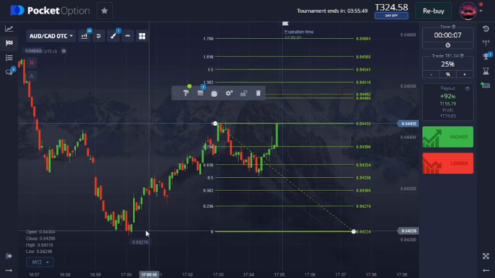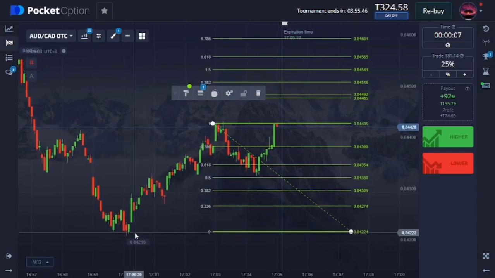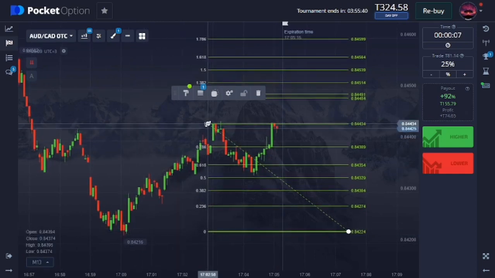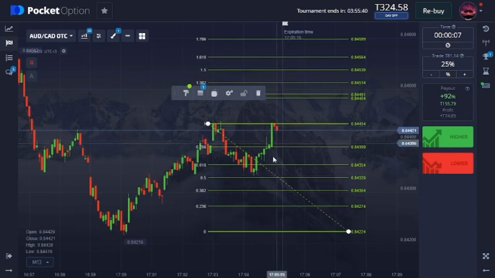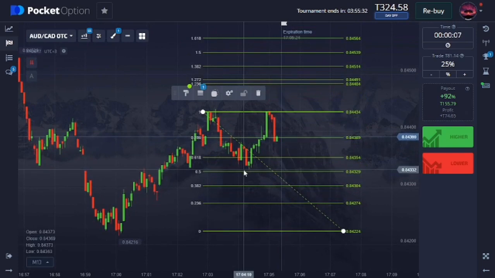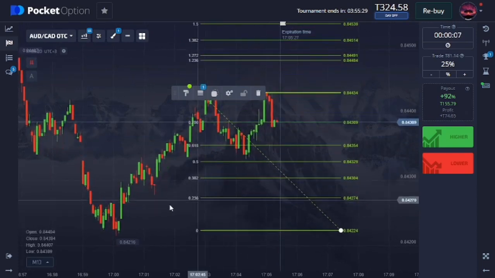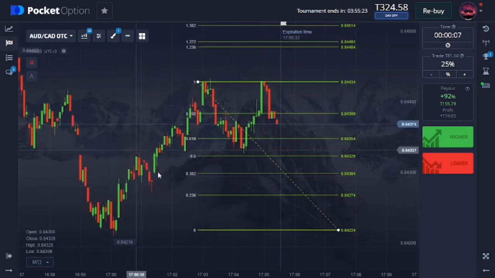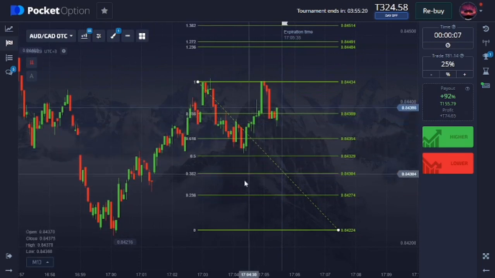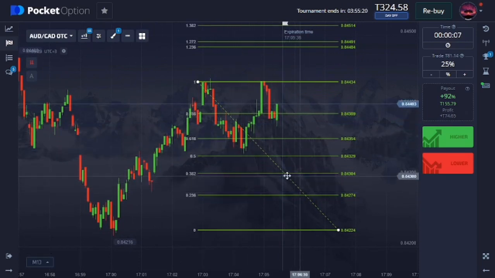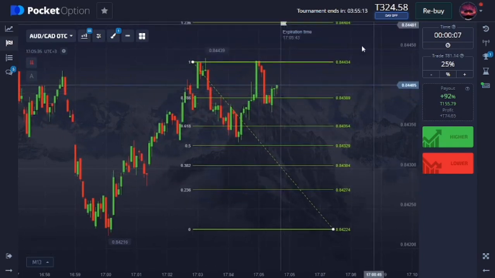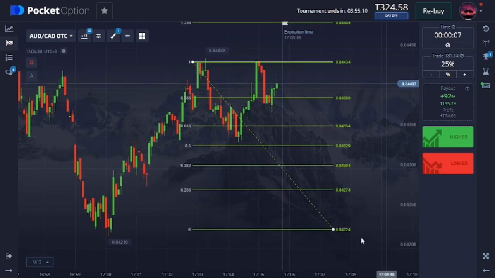From this low, notice that I am not using the wick, I'm using the body. The same thing here also. As you can see, the price retraced back almost to the 50% and then launched. But the optimal or the preferable or the usual place to retrace is this one. This is the standard for bullish. This is the standard for bearish. Okay.